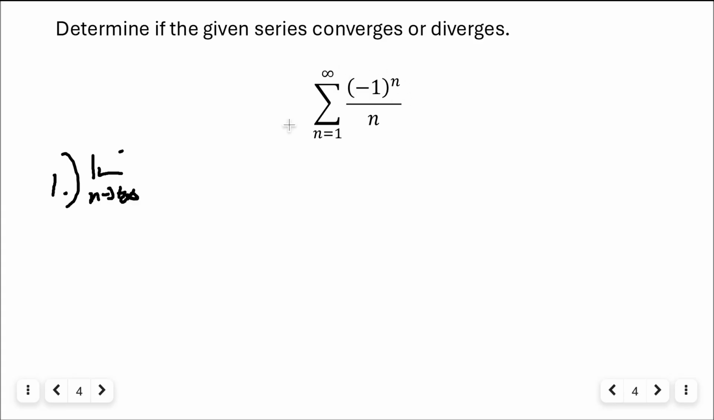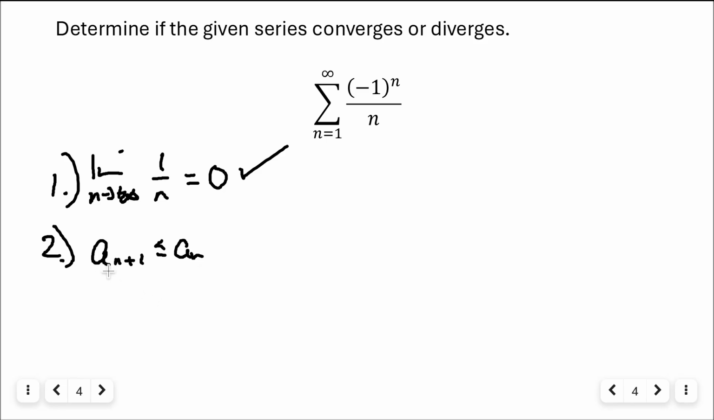So take out the alternating part. I'd have 1 over n. Well, 1 over infinity. That goes to 0. Okay, it's fine. It passes that. The next thing is that a sub n plus 1 has to be less than or equal to a sub n. It has to be non-increasing.